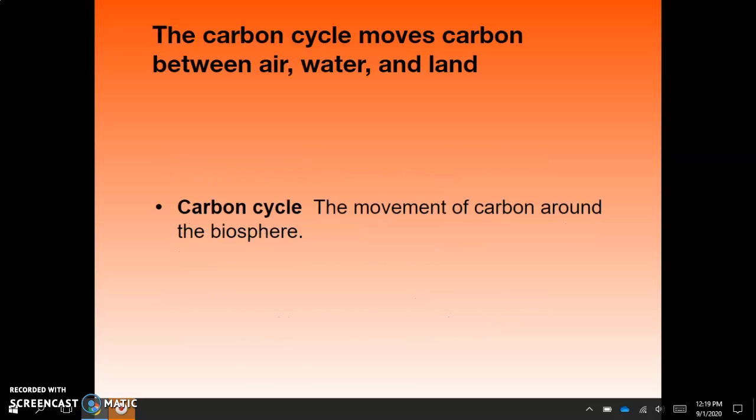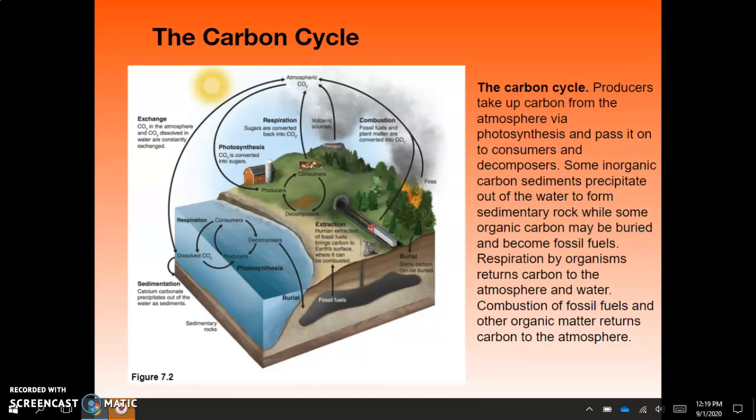Next, we're going to talk about the carbon cycle, and this is just the movement of carbon around the biosphere, so the element carbon. Again, just like our water cycle, we can just follow the arrows and see where carbon is emitted into the atmosphere and then comes back down and is held in the ground. Producers, so things like plants, will take up carbon from the atmosphere via photosynthesis and then also pass it on to consumers and decomposers.